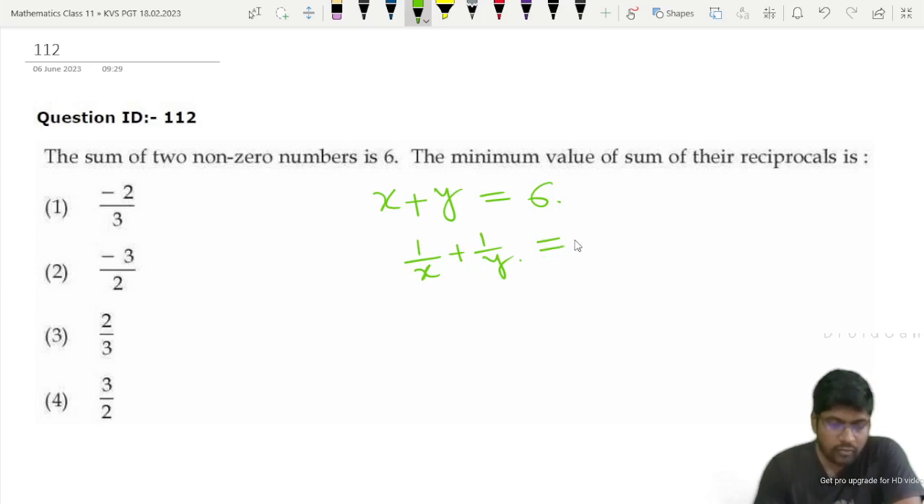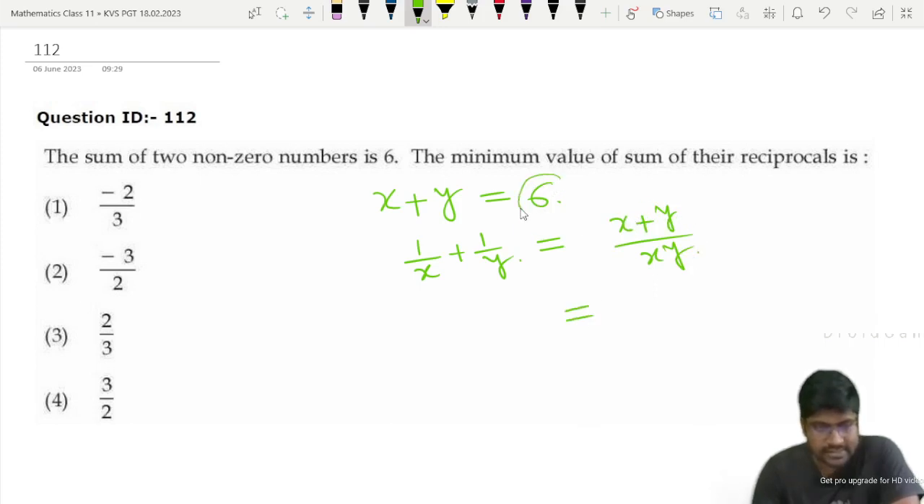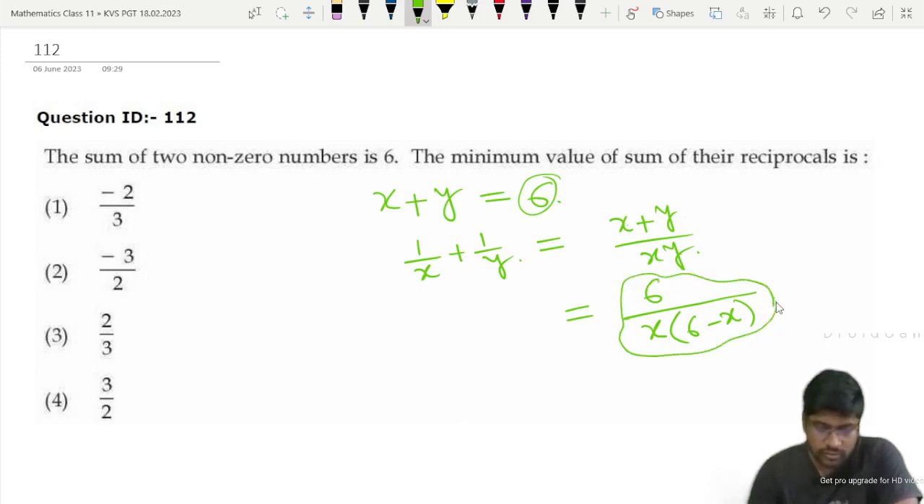So what is this quantity actually? Let us try to calculate it a little bit. It is x plus y divided by xy. Now x plus y is 6 already, that is given. So 6 divided by xy. Now let me convert it in terms of only one variable. I will replace y in terms of x, so y is equal to 6 minus x. Now our quantity is reduced to this term, and we have to find the minimum value of this quantity.